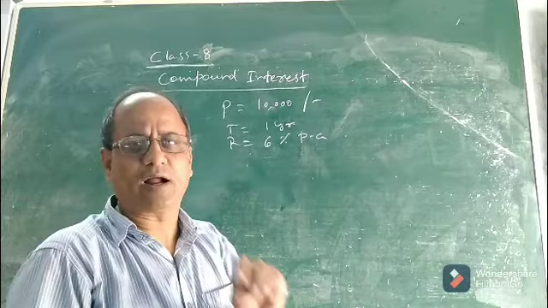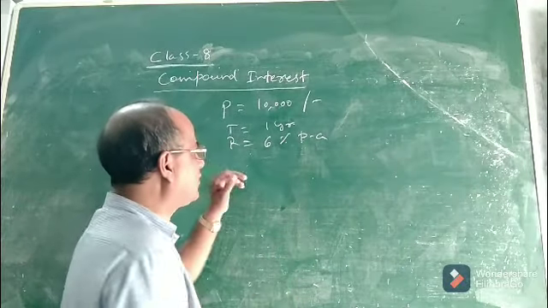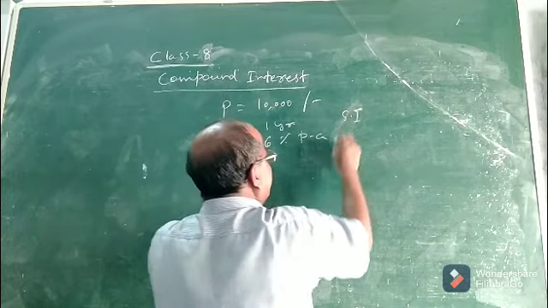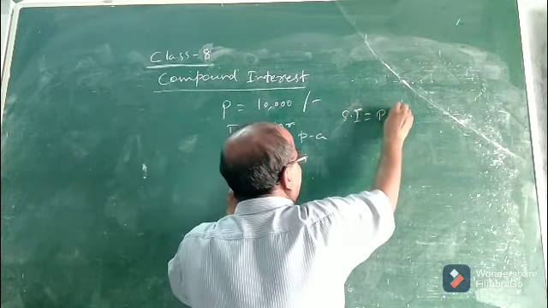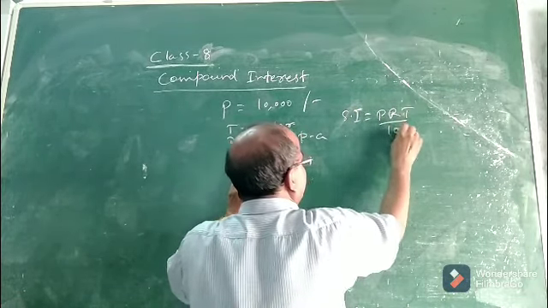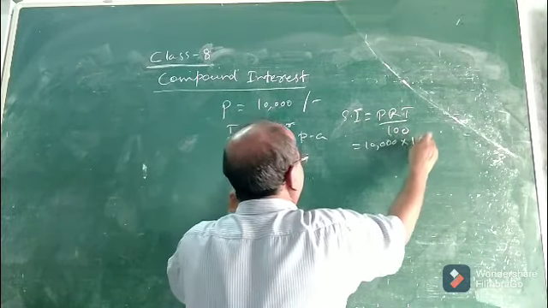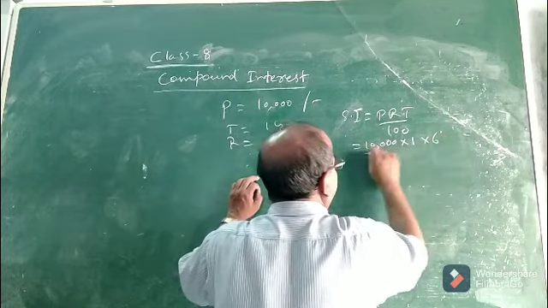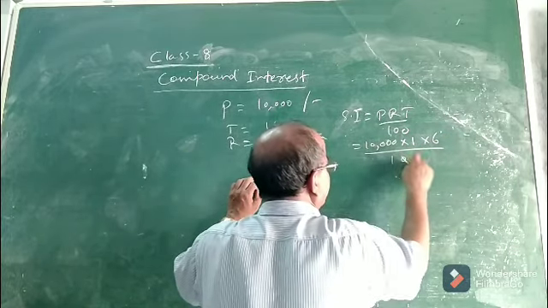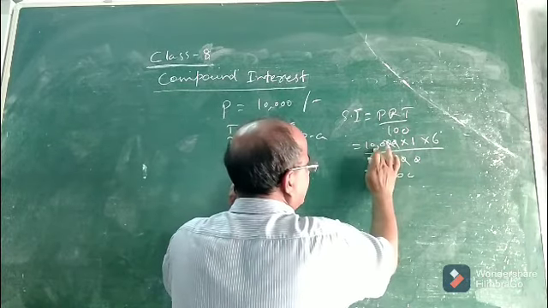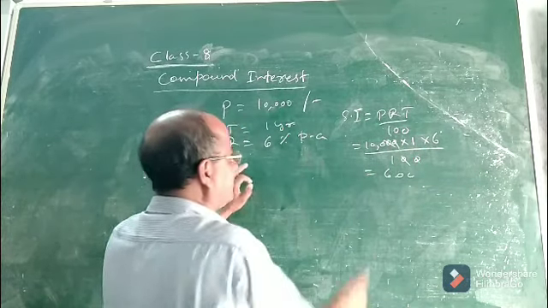Then after 1 year, how much will he pay? So we have to calculate the interest. Let us see the simple interest. Simple interest will be P into R into T by 100. So it is 10,000 into 1 into 6 divided by 100. You calculate the zeros, so it will be 600. 100 into 6 here, 600 simple interest.